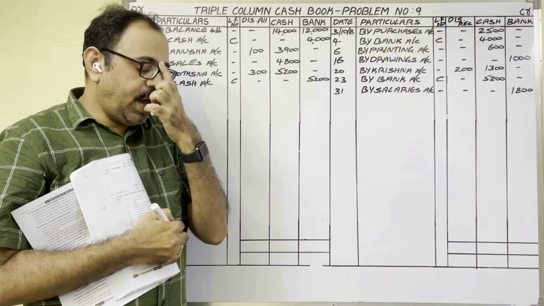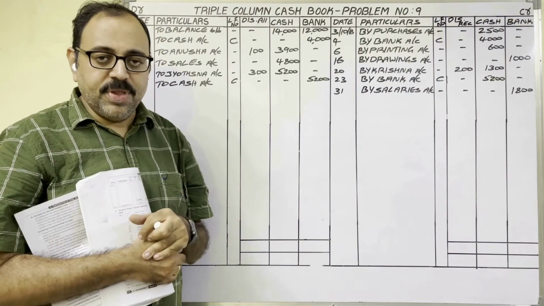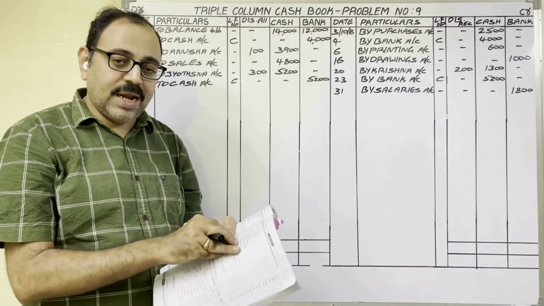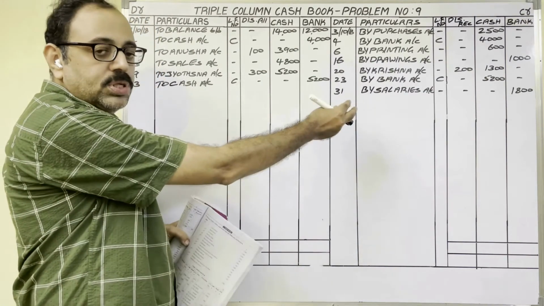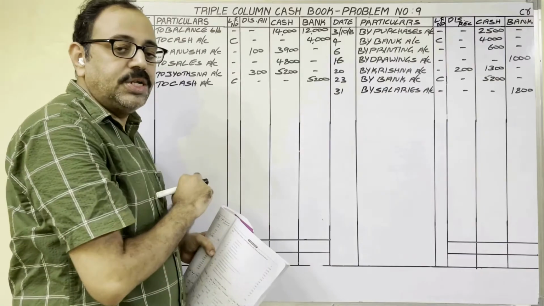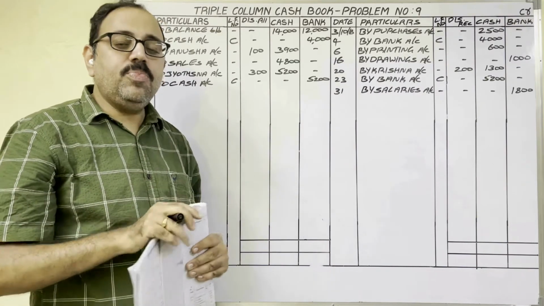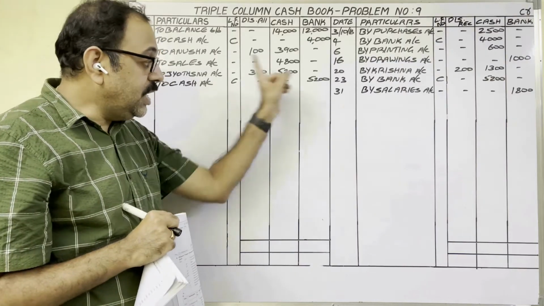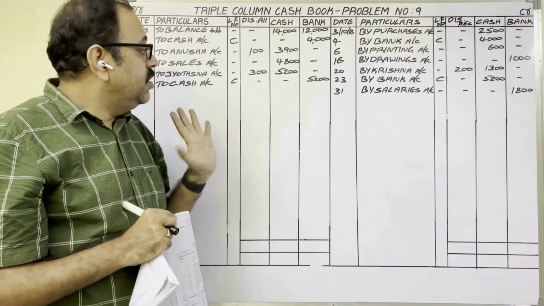So when we prepare an account, there are two steps we should do. First one, posting. Posting means recording the transactions in the account on the proper side. After posting, we have to do balancing. Now let us see the balancing work.